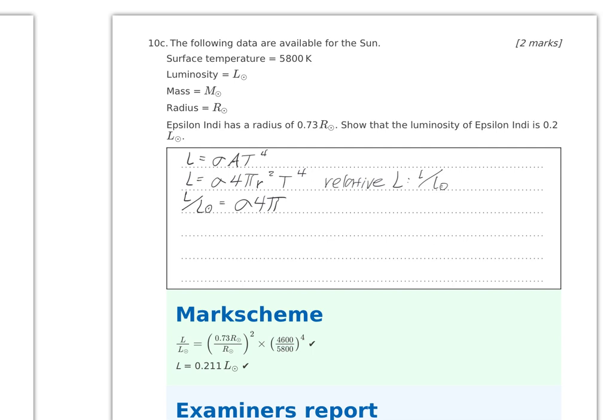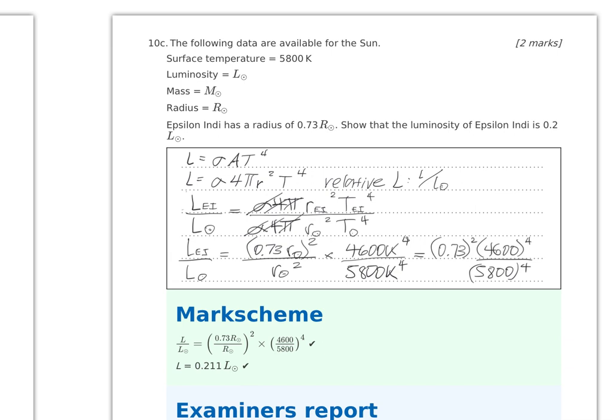Just as constants don't affect proportional expressions, they don't really affect relative expressions either. But let's actually get into why that's true. So here's the relative luminosity of epsilon Indy versus that of the sun. And so we can see that all of the constants cancel out. And when you work that out, the radius of the sun squared drops out. And so we get 0.73 squared times the relative temperatures, both raised to the 4th. And when you work all of that out, you get L over L naught, which is what they're looking for.